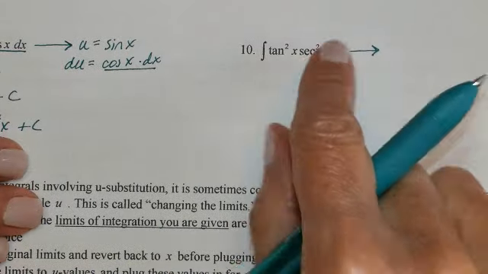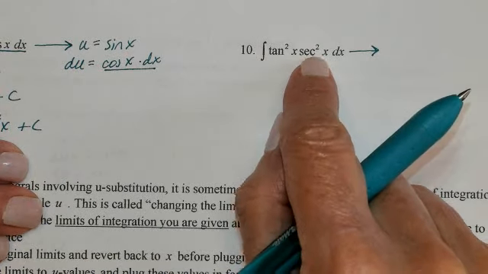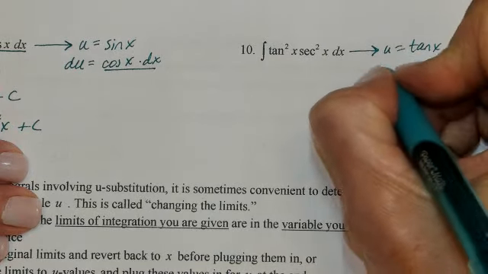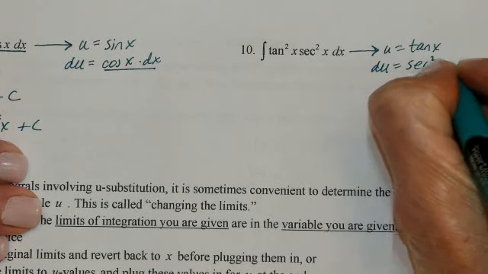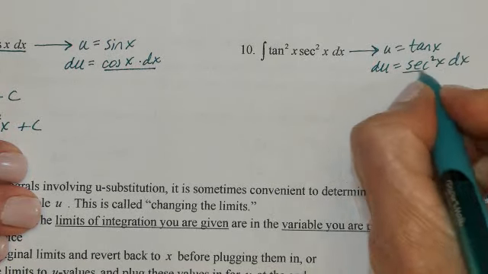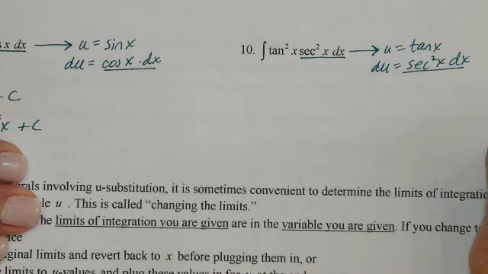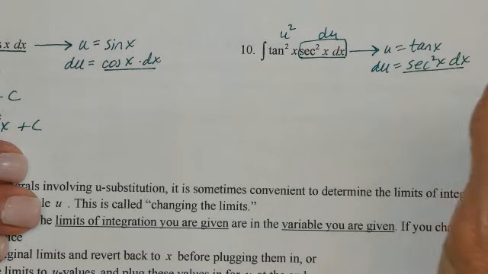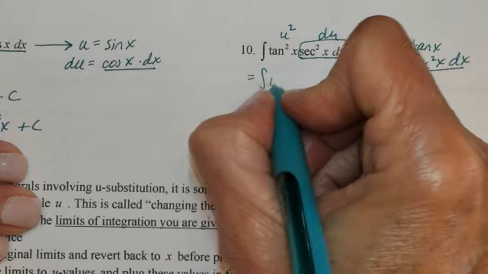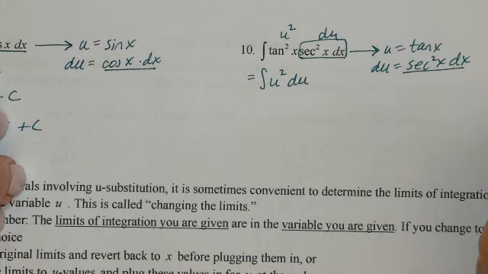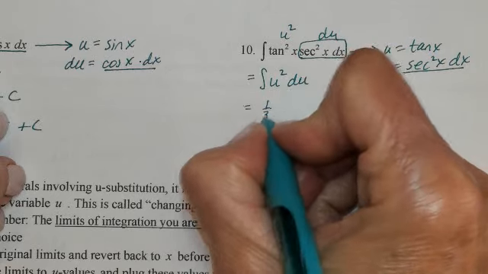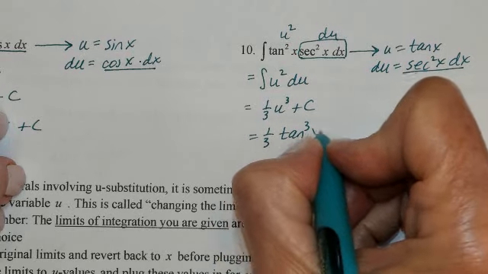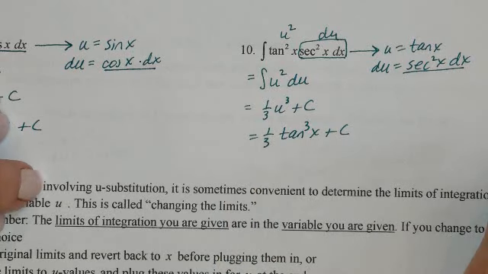That's very helpful. Over here, secant squared is the derivative of tangent x. So if I let u be tangent x, then du will be secant squared x dx, and I can substitute in right there. This is my du, and this will be u squared. So all of a sudden we have u squared du. Very simple power rule now. 1/3 u cubed plus c. Go back to x's. 1/3 tangent cubed x plus c. Okay?